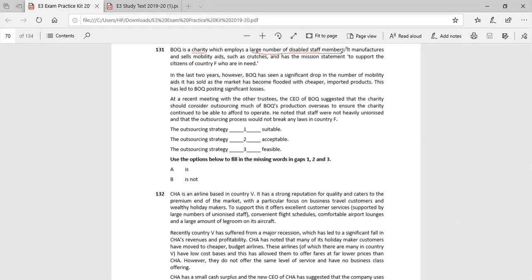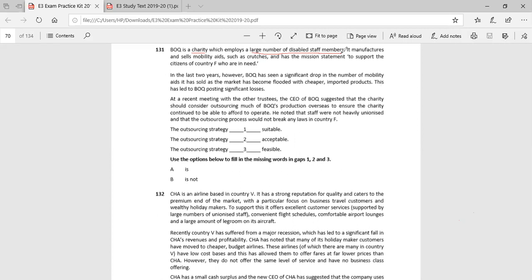So the nature of business is suitability. Okay, nature of business is suitability. Acceptable by the stakeholders. Okay, so first one, it is not suitable for their business. They are a charity business. They are employing disabled people, so it is not suitable for them.